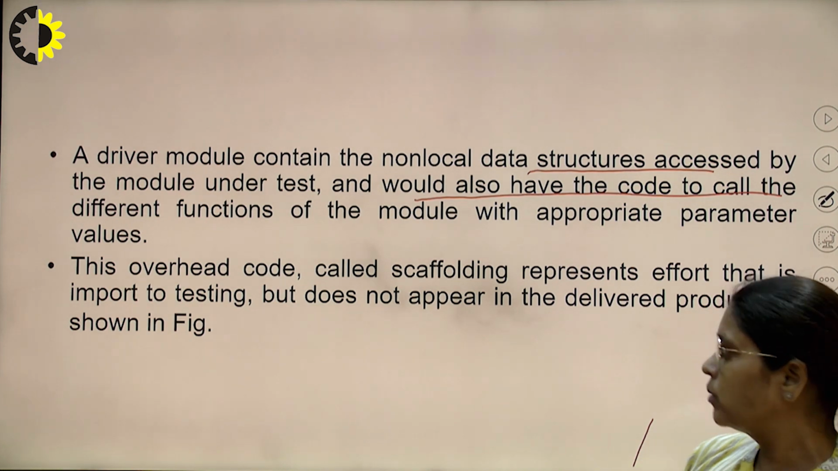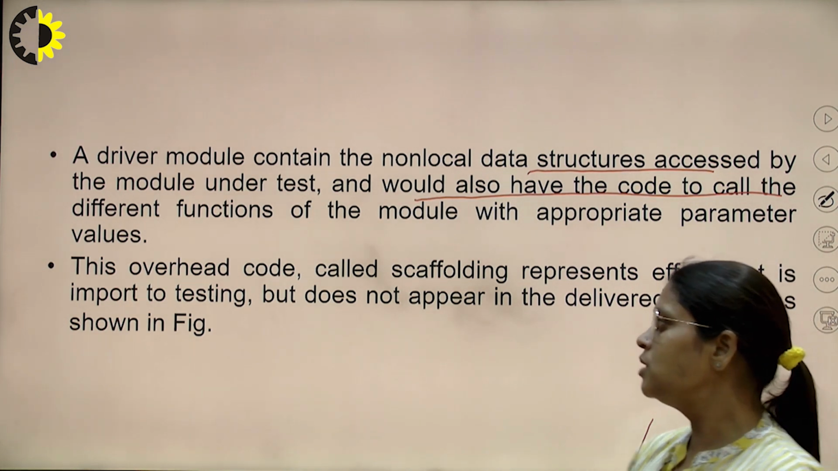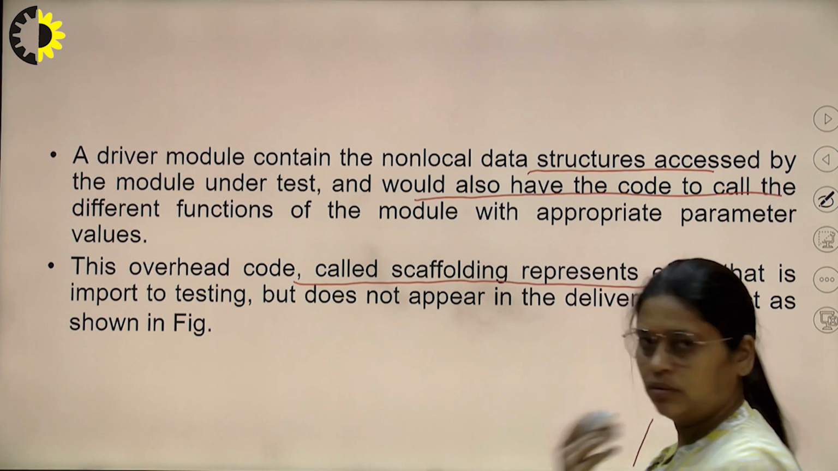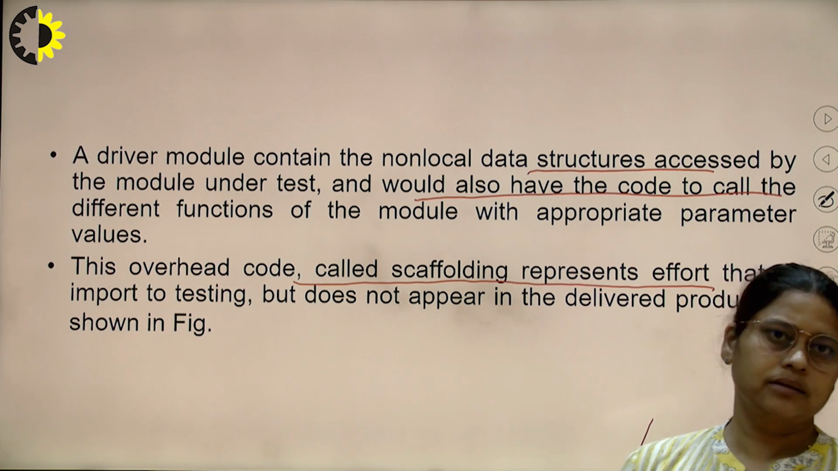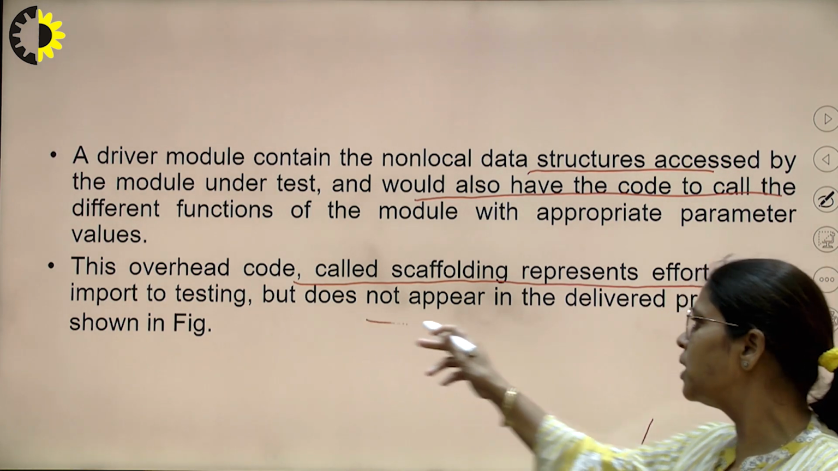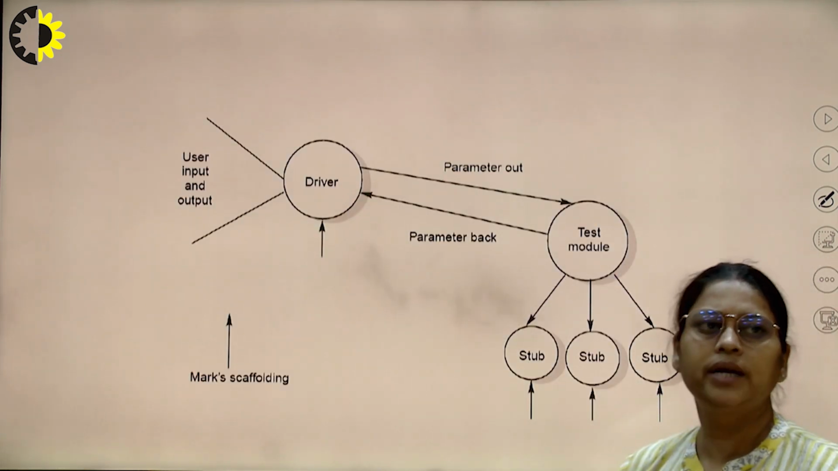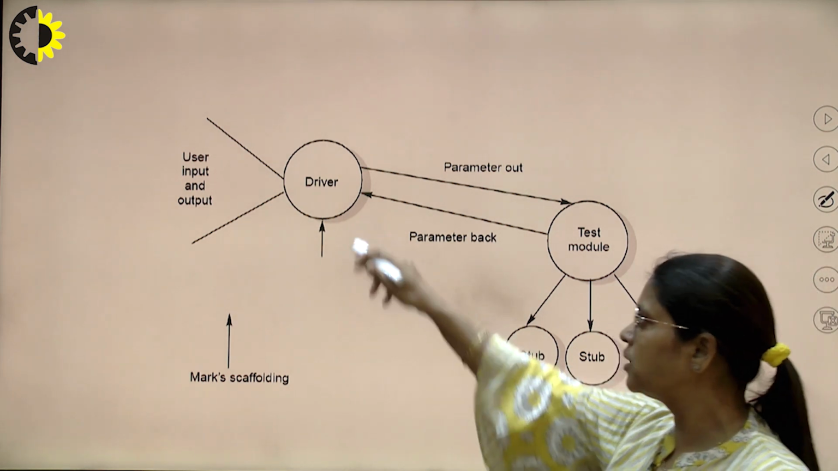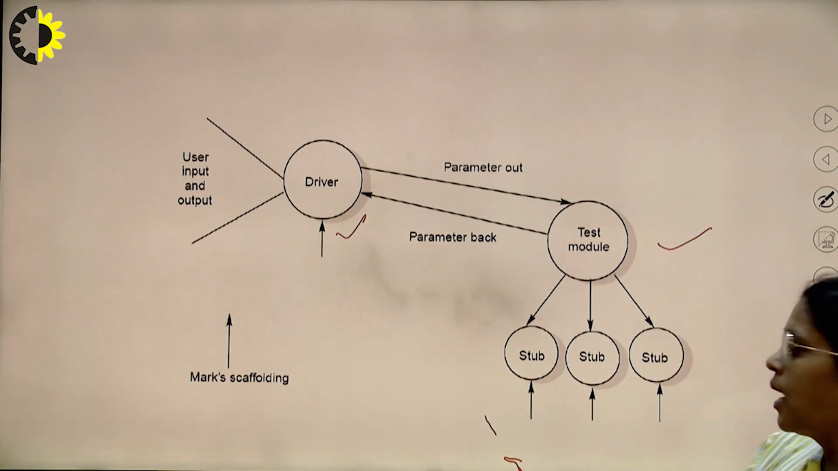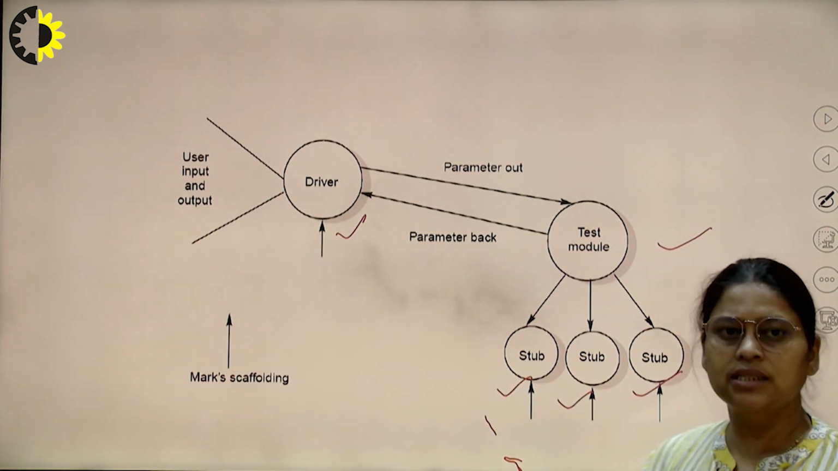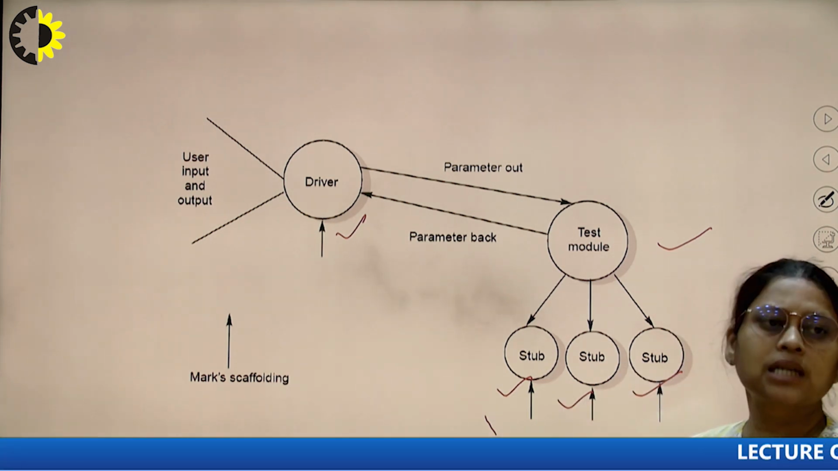So, there is a problem with this unit testing: there is overhead code. We have to generate some extra code for testing an individual module, and it is called scaffolding, an effort that goes into the testing but does not appear in the delivered product. So, this is the process of unit testing. This is our driver, which behaves like a main module. This is our tested module, and these are the subordinate modules of the tested module. They are just dummy modules, and they are called stub modules.